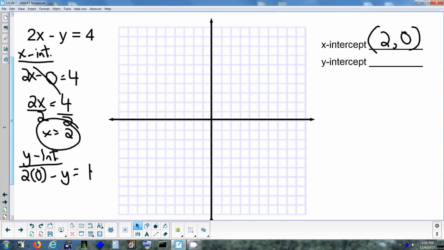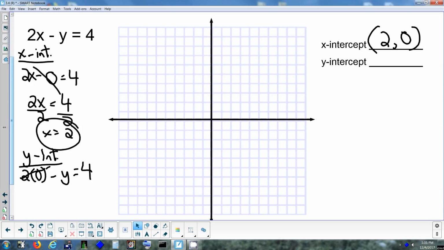Now this is where it gets tricky, guys. This is where you have to pay attention. What am I going to cross out? The 0 and the 2, right? Now here's the thing. Is that negative a part of this? No, it's part of the y.